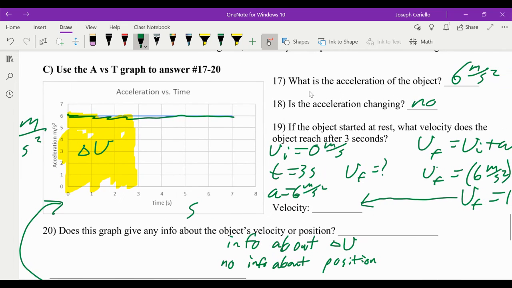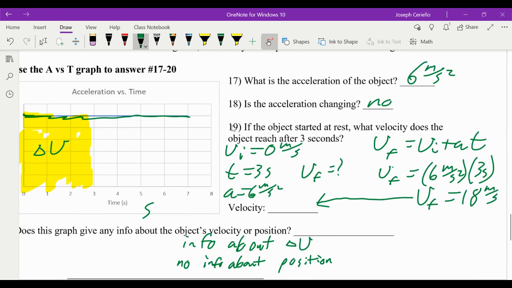Number 17 says, what is the acceleration of the object? Real simple. It's an acceleration versus time graph. It's constant. It's a nice flat line at 6, so that's our acceleration. This is not a velocity versus time graph. Some people say, oh, the slope is 0, so it's 0. No, it's not. It's an acceleration versus time graph, so the acceleration is given to us by the y value. Is the acceleration changing? No. Why not? Look at the acceleration: 6, 6, 6, 6. It doesn't change. It's the same the whole time.